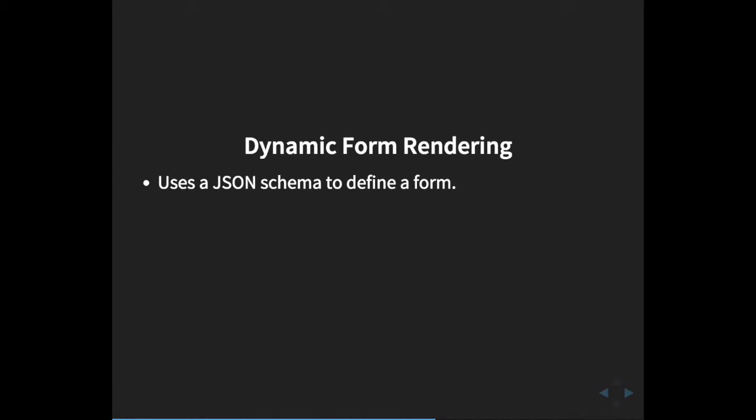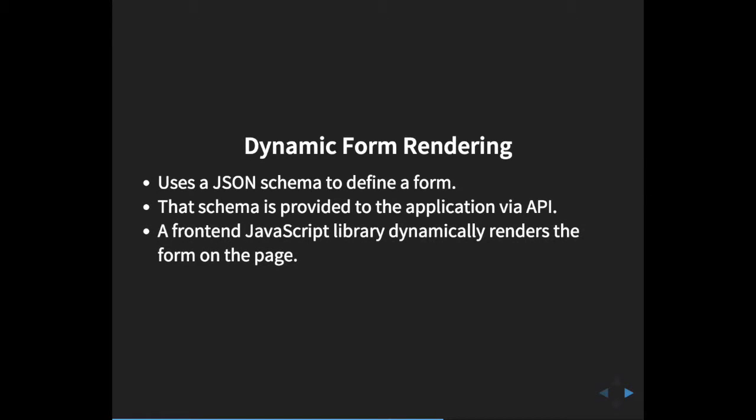So this JSON schema is then provided to the application via an API. So the application, instead of requesting a form, it actually just requests schemas. And that JSON schema is handed to a rendering engine, which is a JavaScript library. So this JavaScript renderer takes this schema and then dynamically renders it on the page in real time.